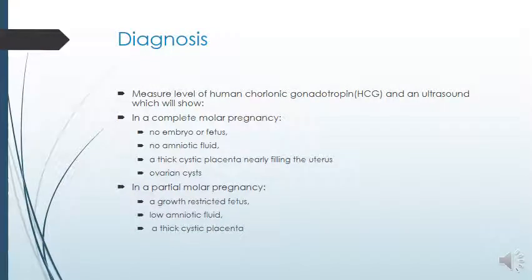In order to diagnose a molar pregnancy, the level of human chorionic gonadotropin, HCG, would be measured, and it would be high, and an ultrasound would be done to see if it was a molar pregnancy. In a complete molar pregnancy, there would be no embryo or fetus, no amniotic fluid, but there would be a thick cystic placenta nearly filling the uterus, and there would most likely be ovarian cysts. In a partial molar pregnancy, the ultrasound would show a growth-restricted fetus, low amniotic fluid, and a thick cystic placenta.